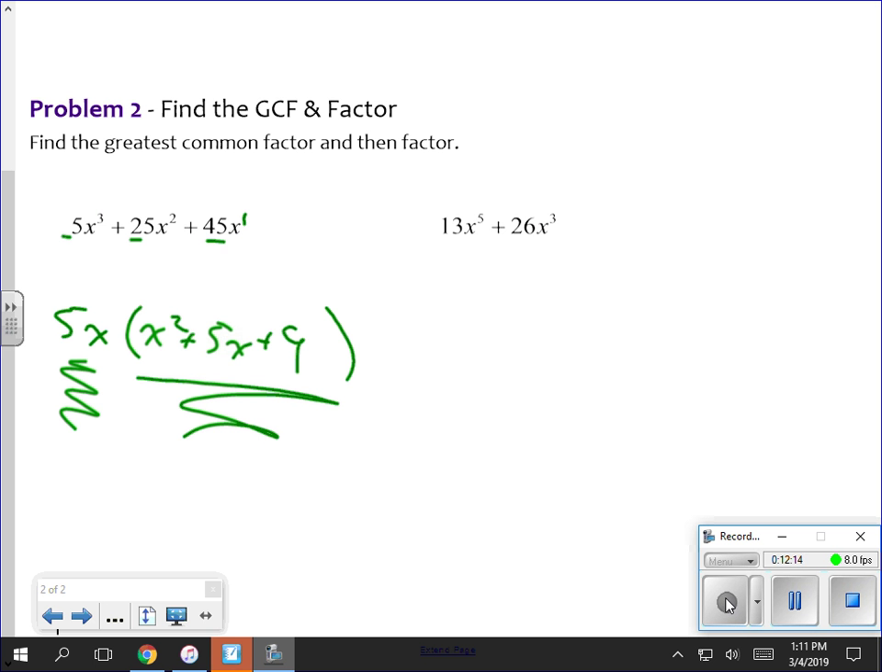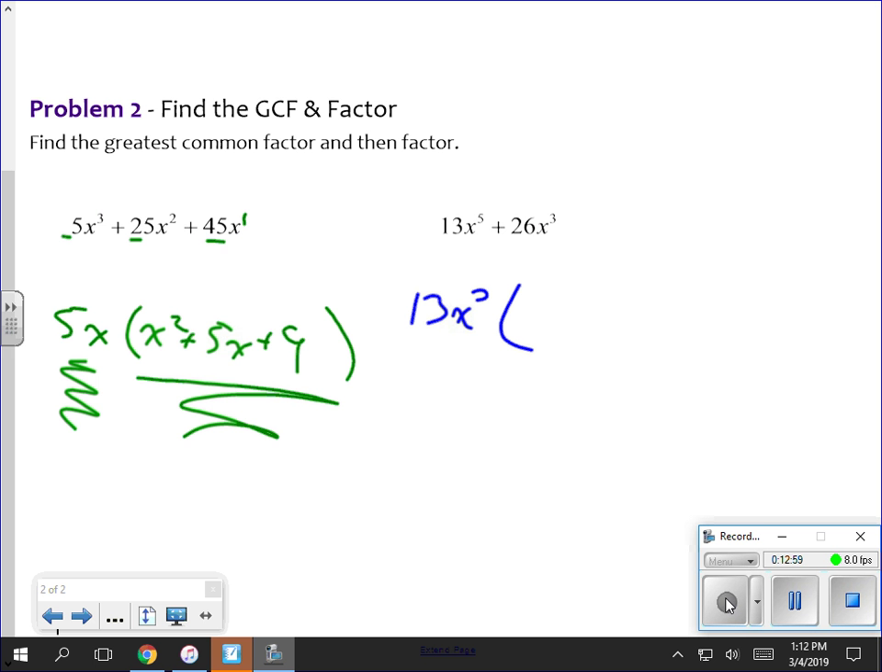Second one, 13 and 26. What can I pull out? 13. And here's a tip. 13 doesn't have any factors. I can't pull a 2 or a 3 or something out of 13. Does 13 go into 26? If 13 didn't go into 26, I may not have a number I can pull out. But that's one way you can check. It does work. I will pull out the 13. Now I do have a variable in each term, right? Pull out the smallest exponent, which is 3. Okay, I pull out an x cubed because my smallest power is cubed.